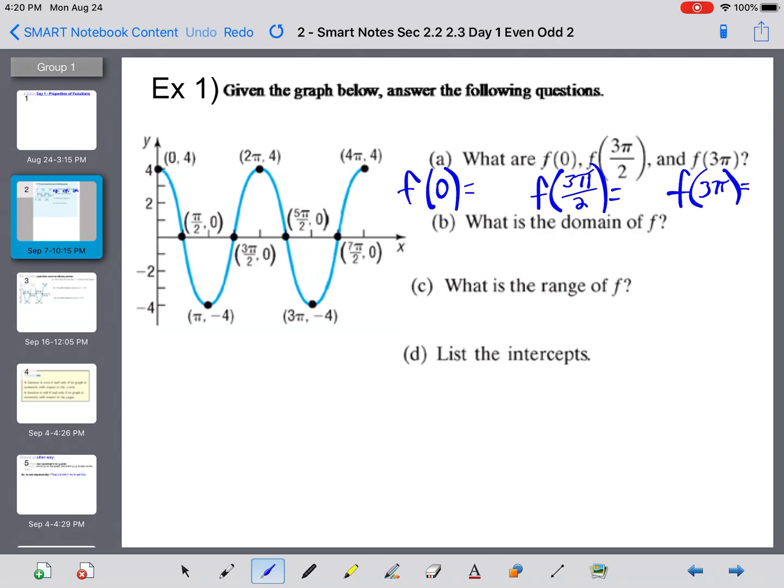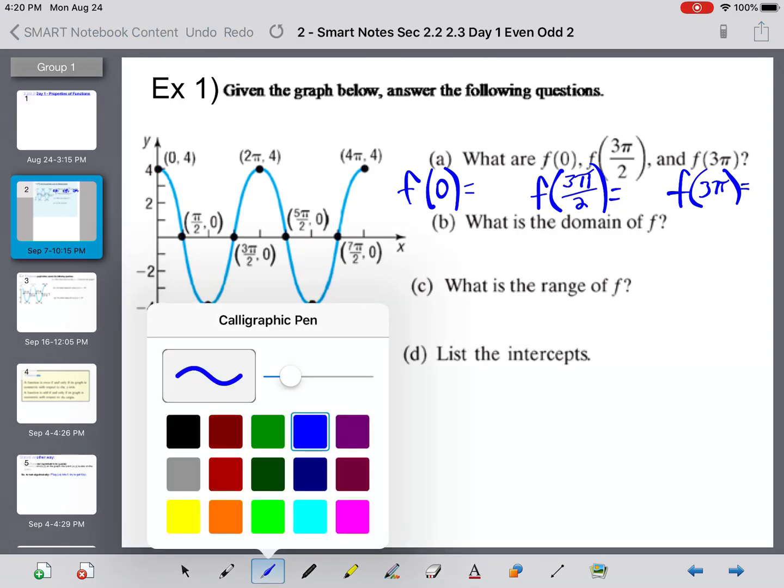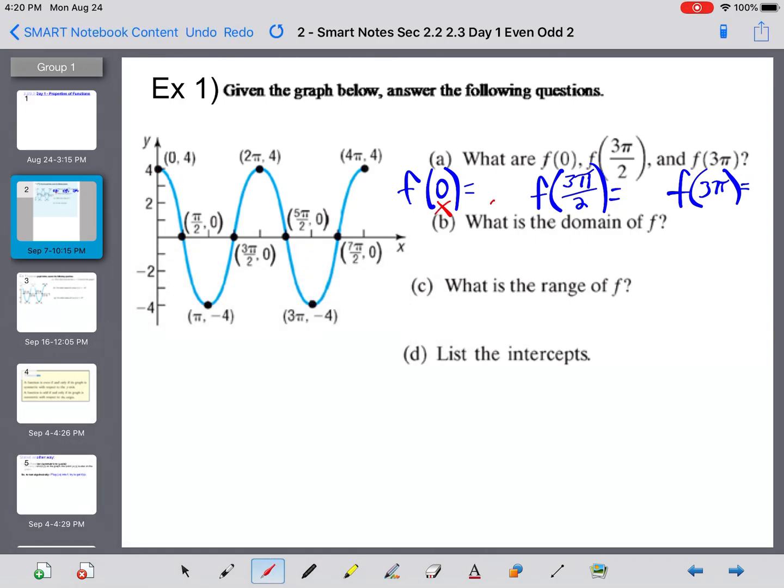So if I don't give you an equation, you have to use the graph to get your x, y values. When the x value, or the input, is 0, the y value, or the output, is 4. So f of 0 is just 4. For f of 3 pi over 2, when the x value is 3 pi over 2, the y value, or the output, is 0. And for f of 3 pi, when the input is 3 pi, the output is negative 4. Okay? So that's all we have to do for that first problem, letter A.